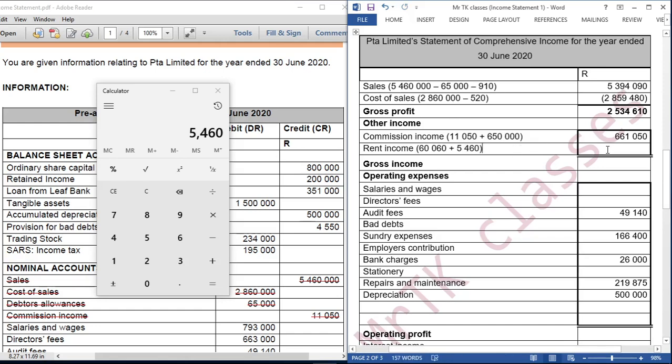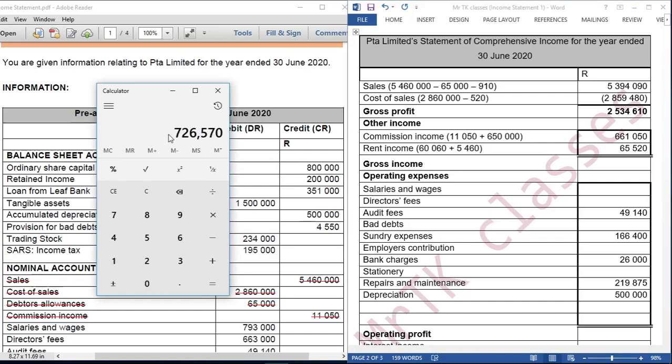Remember, the amounts that we put under our statement of comprehensive income are our amounts for the year, right? Our amounts for the year or for the financial period that we will be dealing with. All right, so let us do the calculation. We are going to get 65,520.